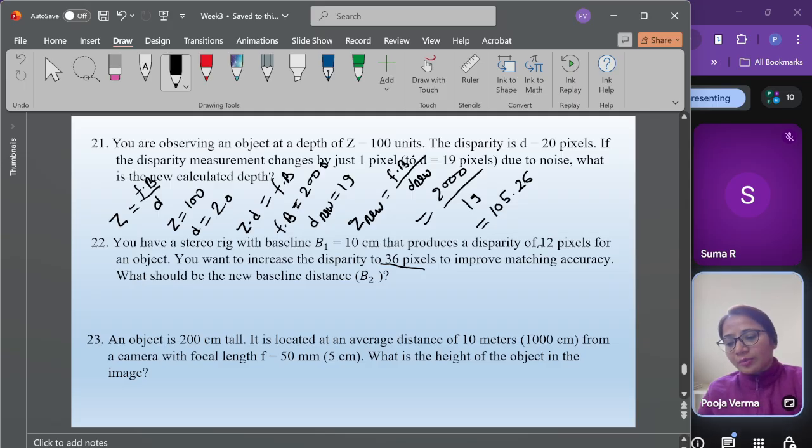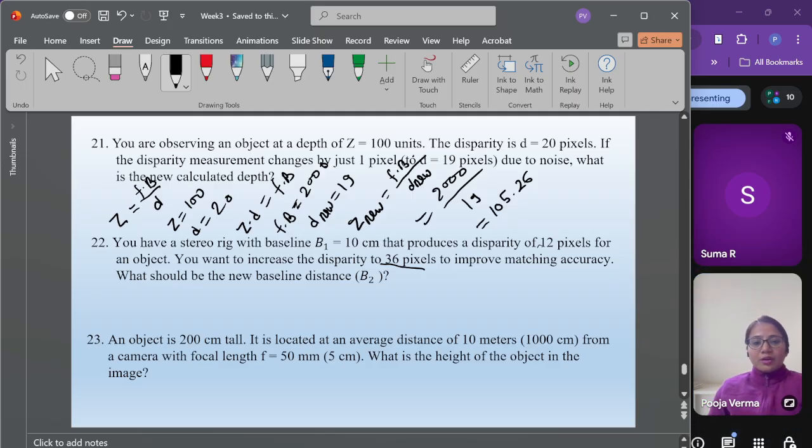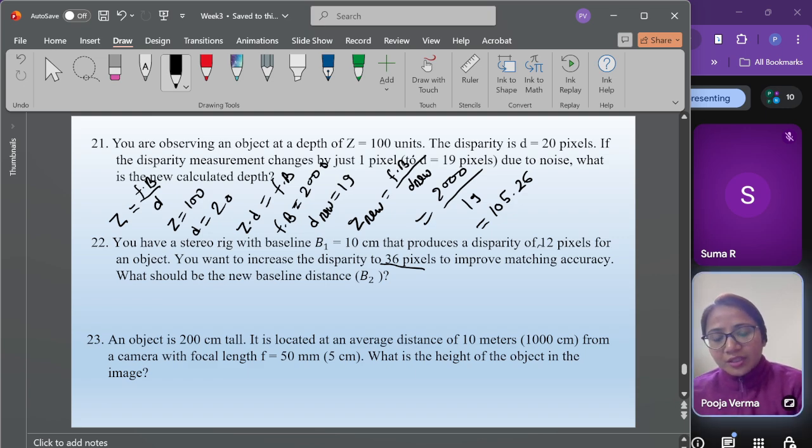So, how have you calculated? This time the disparity is directly proportional to the baseline. Yeah, correct. d2 upon d1 is equal to b2 upon b1. So we can get 10 multiplied by 36 upon 12. So we get 30. Yeah, correct.